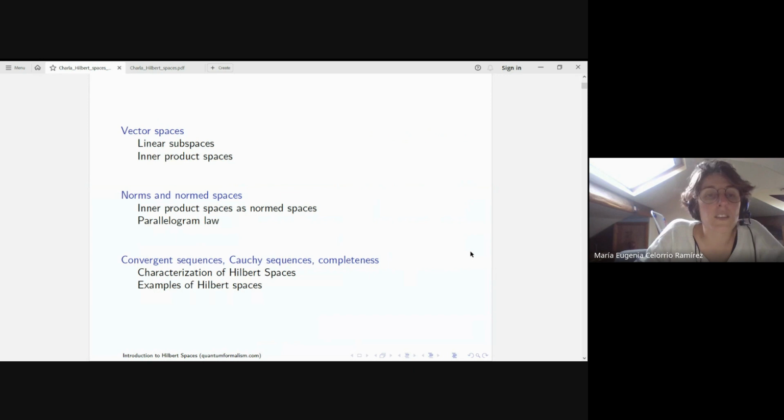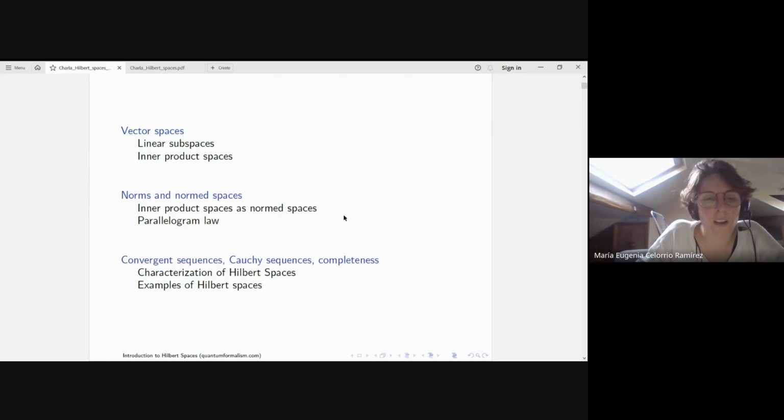So the first thing we are going to see is vector spaces, linear subspaces, and inner product spaces. And this is already going to start sounding like something that you might be interested in. Then we're going to talk about what norms and normed spaces are. And we are going to see that inner product spaces are actually normed spaces, a very specific kind of normed spaces. And we're going to talk about a couple of theorems, and the most important one is going to be the parallelogram law.